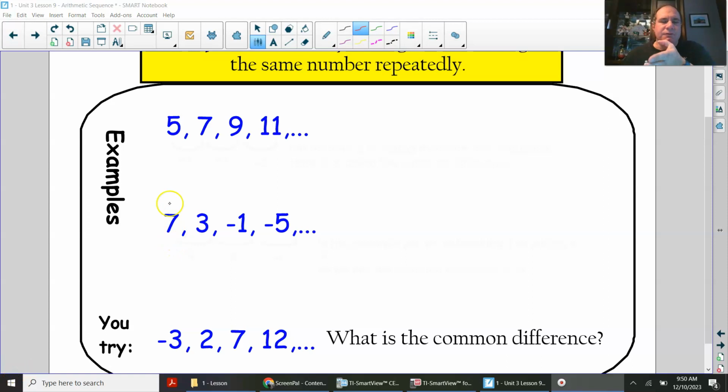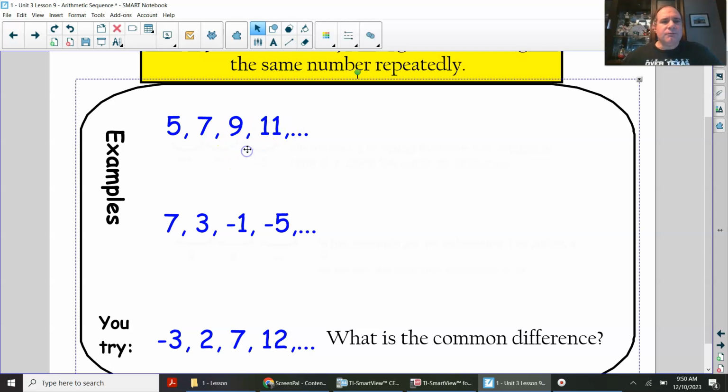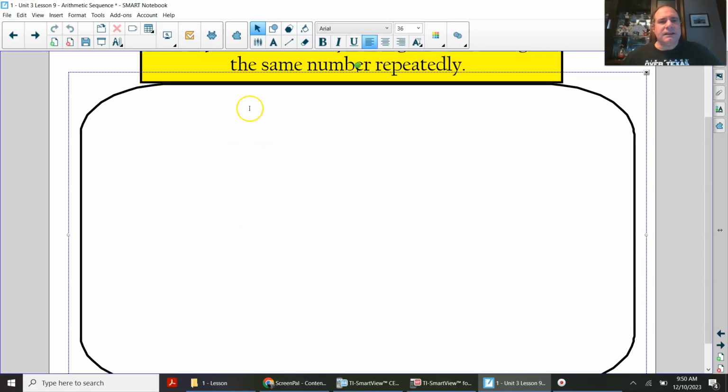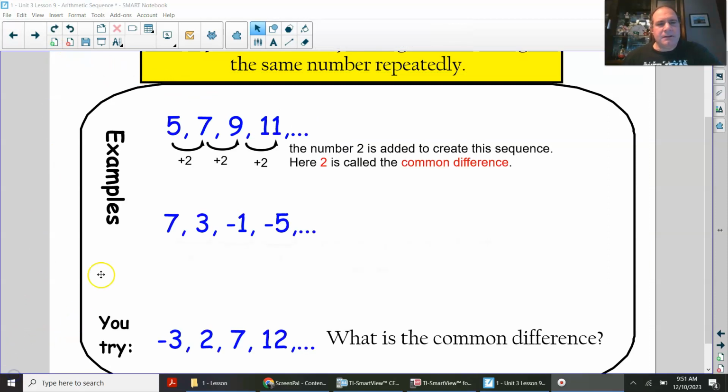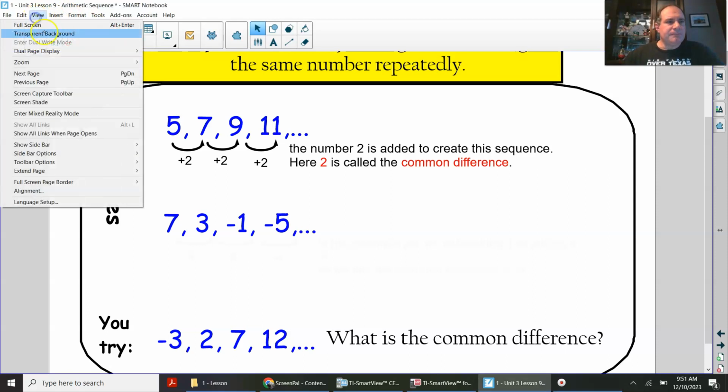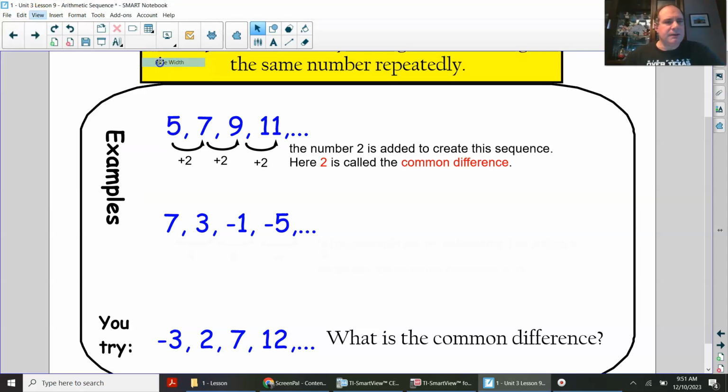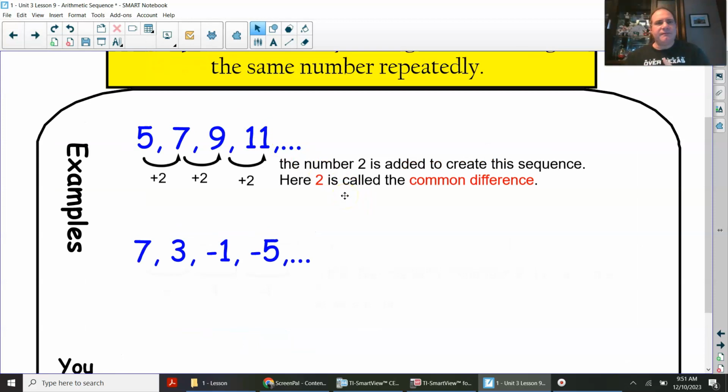You take a look at the first one. It's 5, 7, 9, 11. So how would you get from 5 to 7, from 7 to 9, from 9 to 11? So what we say right here is that the common difference is 2. Because 5 plus 2 is 7, 7 plus 2 is 9, 9 plus 2 is 11. So the common difference is 2.